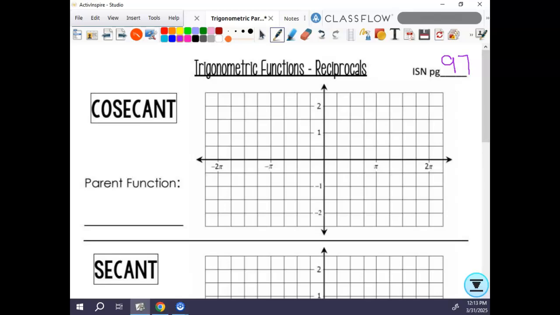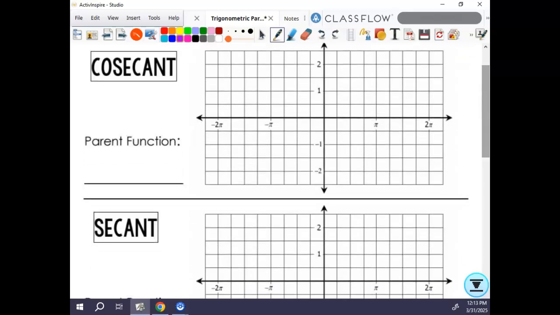All right, so we are going to graph our reciprocal functions, starting with cosecant. So the cosecant function would look like this: f of x equals CSC of x. That would mean cosecant of x, okay? Cosecant is the reciprocal of what? Sine, right? Because there's one co in each pair. So this would be 1 over sine of x.